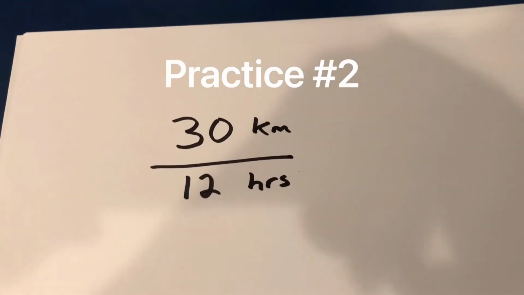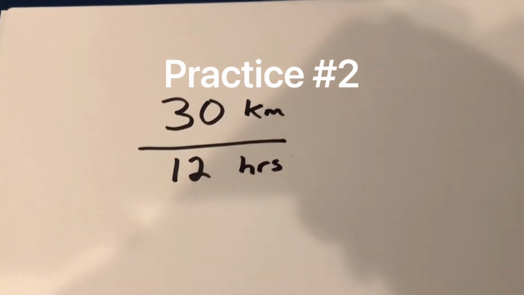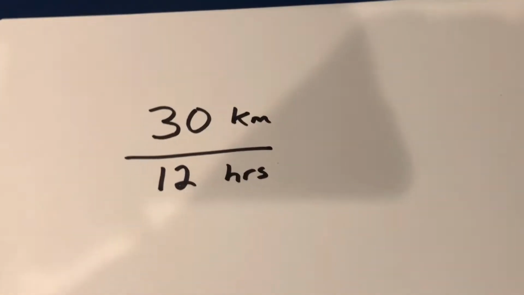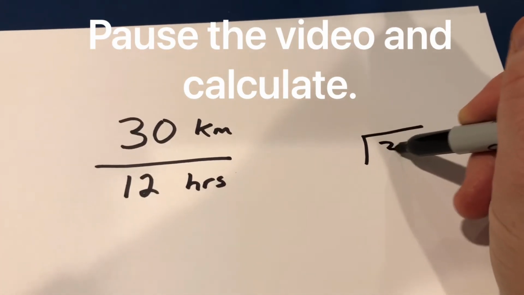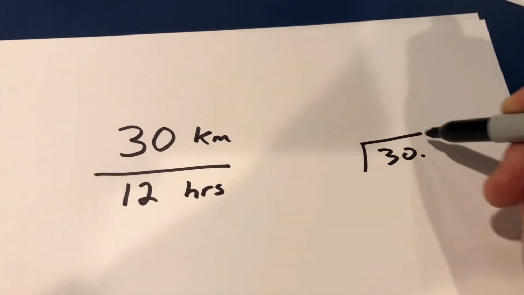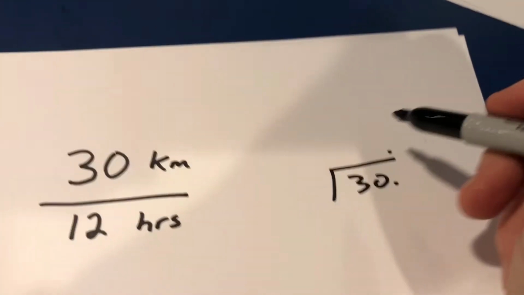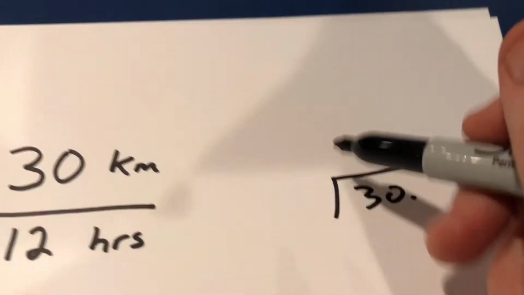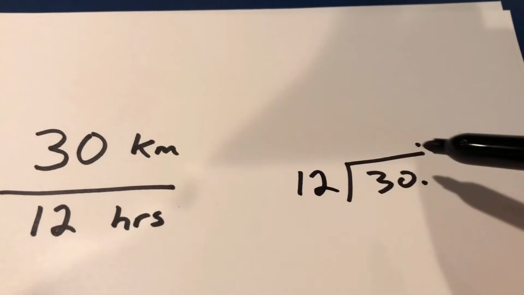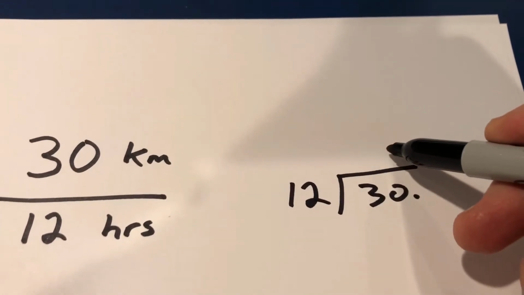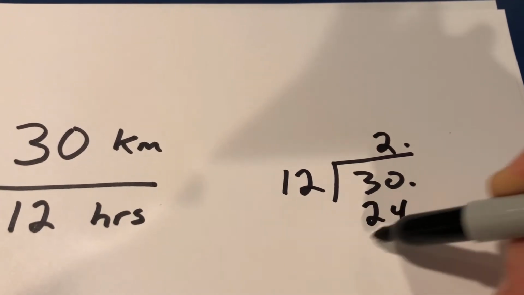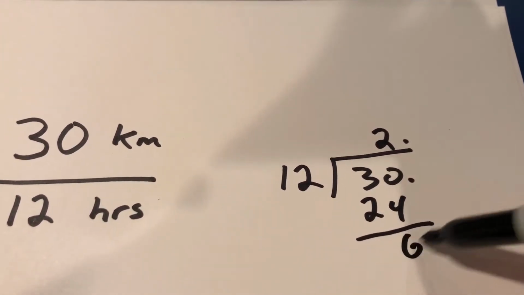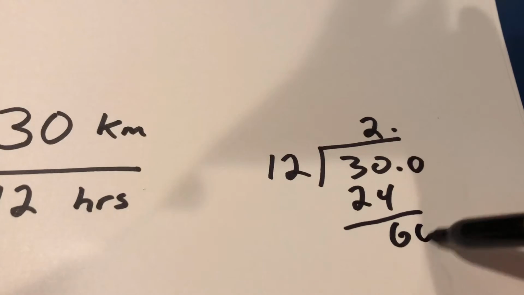And let's say I traveled 30 kilometers in 12 hours. I'm probably walking pretty slow. So I would set that up, 30. I'm going to add a decimal because I think I'm going to need it. Put a decimal below and above, and then I divide that by 12. 12 goes into 30, 24. Remainder of 6, bring down a 0.